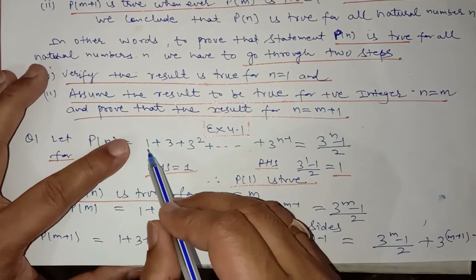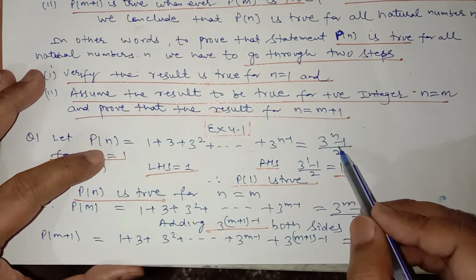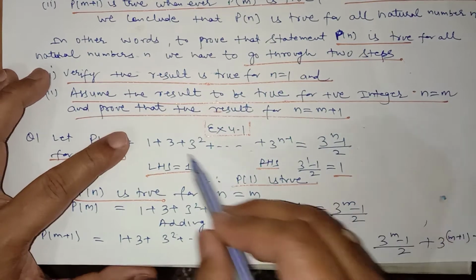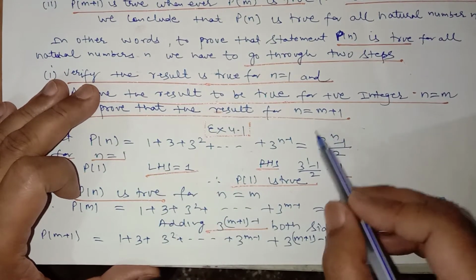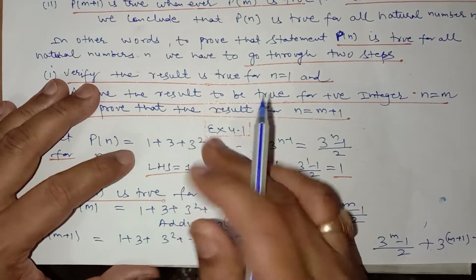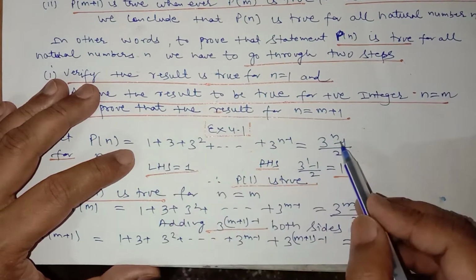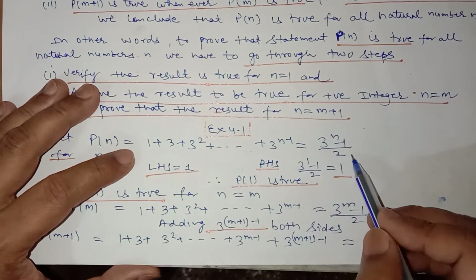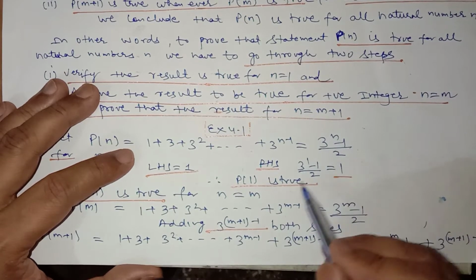Now, first of all, we let this statement be P(n), and it is equal to (3 raised to the power n minus 1) upon 2. It means that if we replace n by 1, we'll get the sum of one term. If we have to obtain the sum of two terms, we replace n by 2, and the sum of two terms will be obtained by this statement, and so on. That it is true for n equal to any natural number.